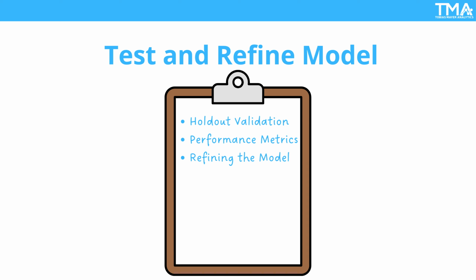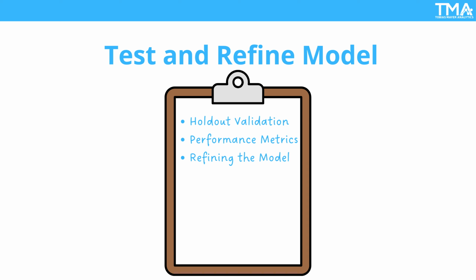Assess the importance and relevance of different features in the model. Remove or add features based on their predictive power and impact on the model's performance. Hyperparameter tuning. Adjust the hyperparameters of the model to find the optimal configuration. Techniques like grid search or random search can be employed to systematically explore different parameter combinations.